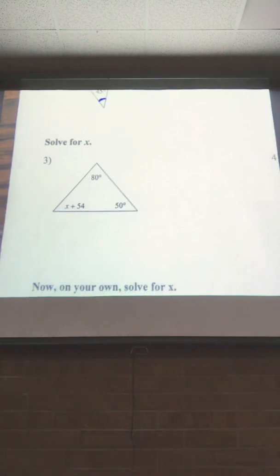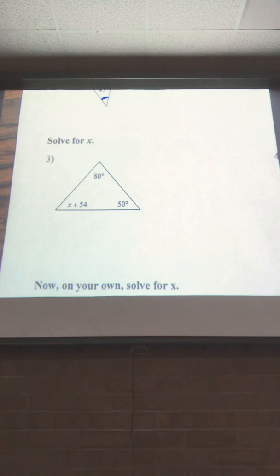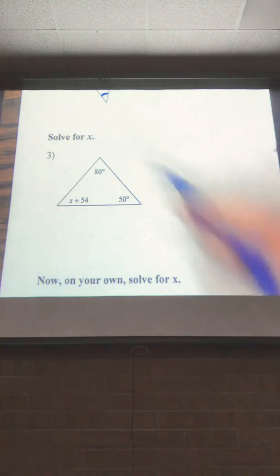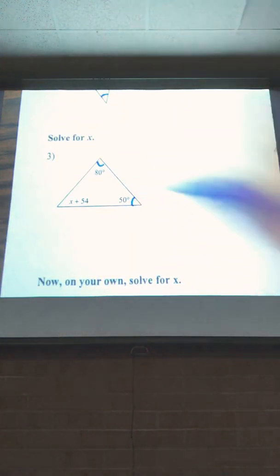Okay, number 3. So we're dealing with a triangle now, but we're just taking it one step farther. Now instead of finding the missing angle and stopping there, we actually have to solve for x. So notice it still gives us 2 angles that we know, 80 degrees and 50 degrees.